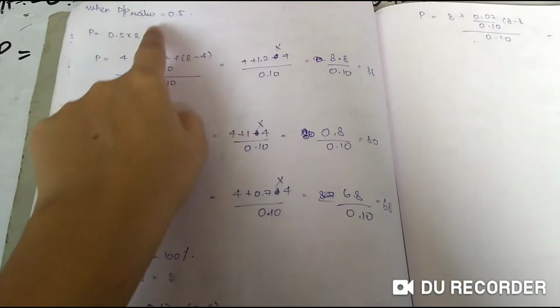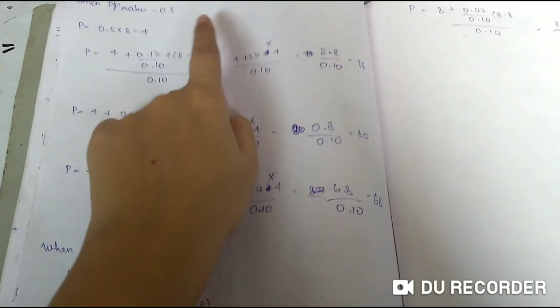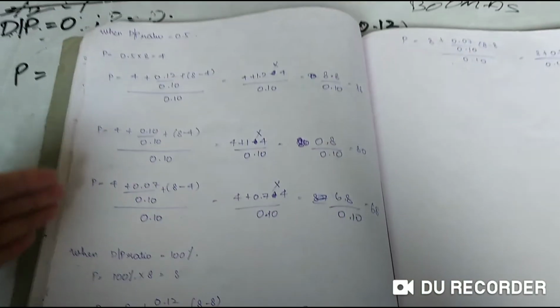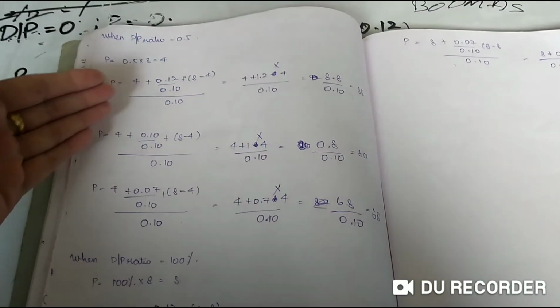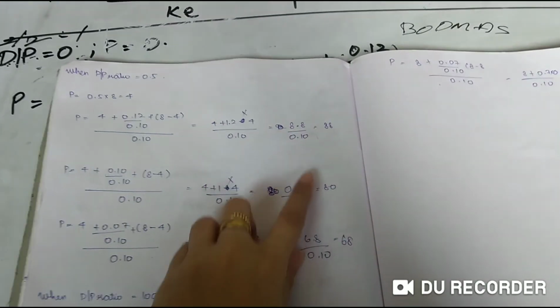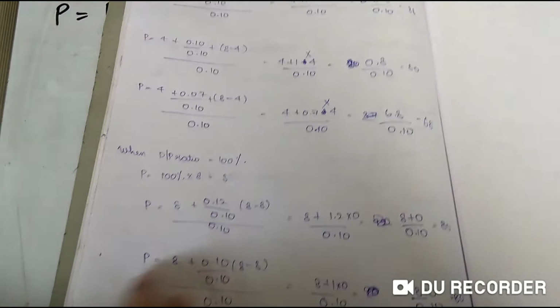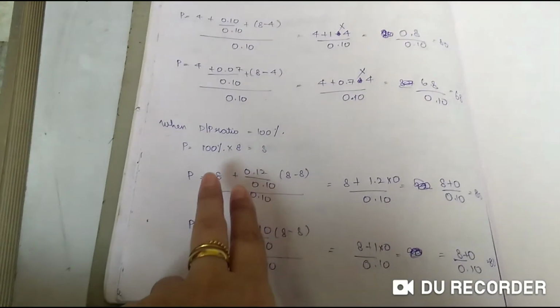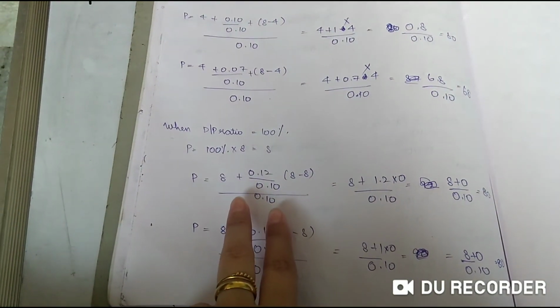Same you will do for all the situations. When your DP ratio is 0.5, that is 50%, for all the three situations, that is your growth firm, normal firm and declining firm, your answers are 88, 80 and 68.